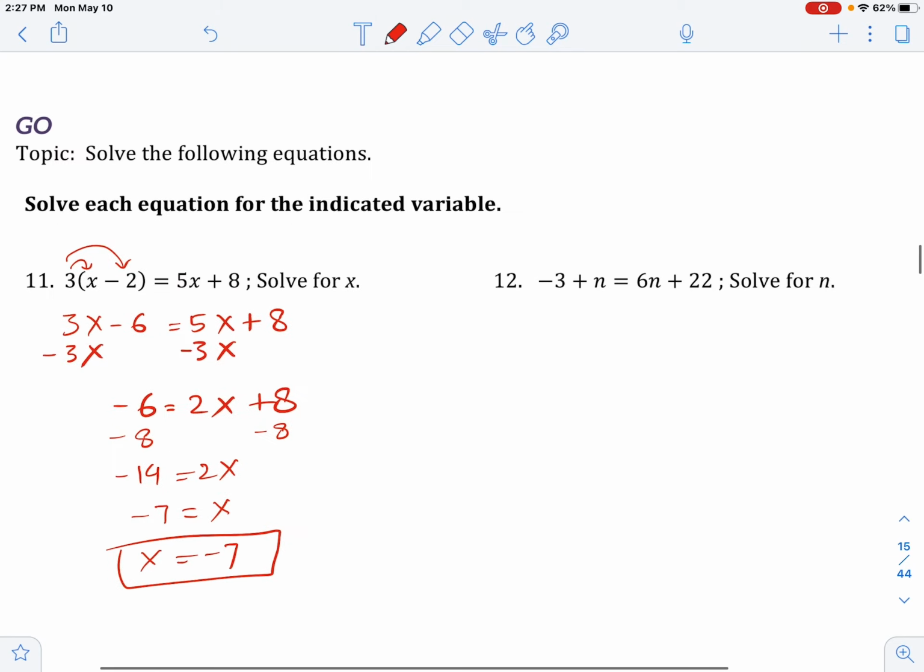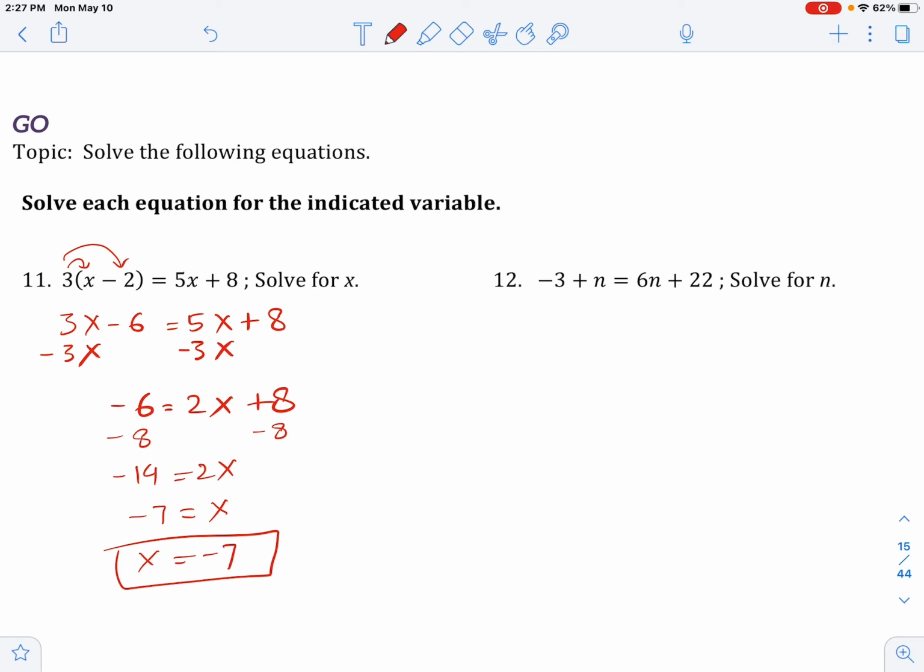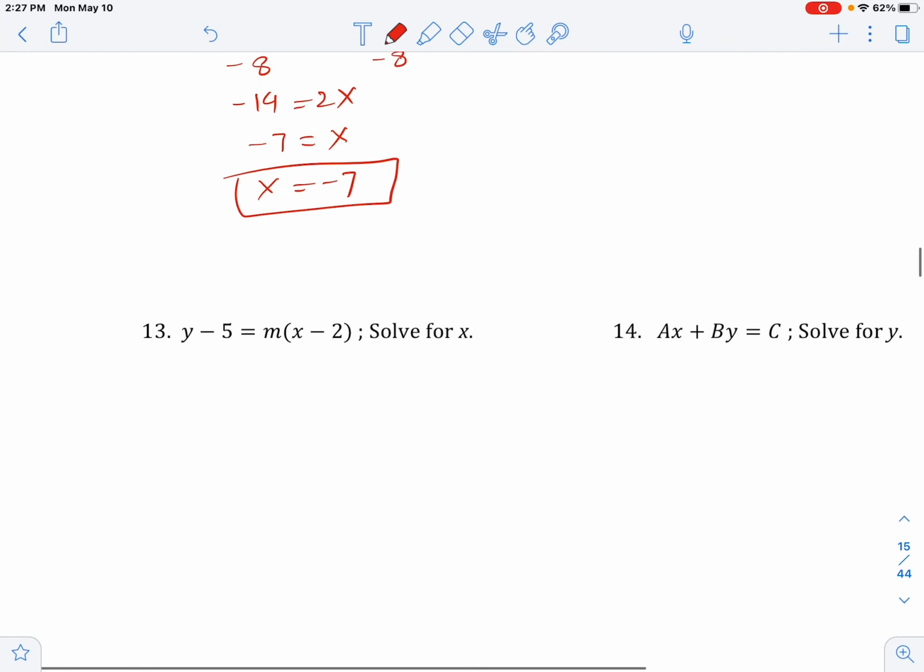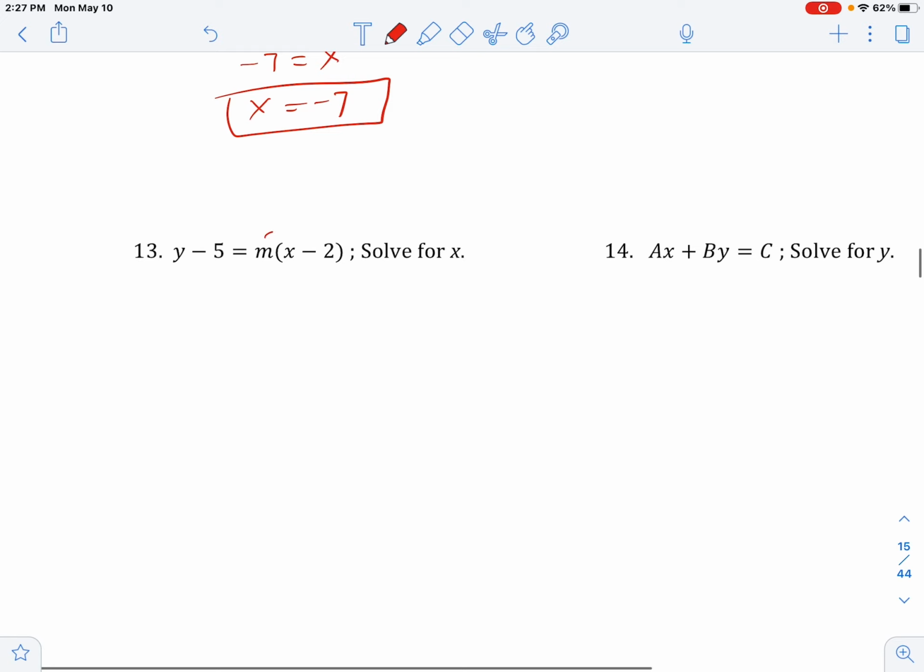I hope you can solve 12. You get n is equal to negative 5. The answer is that. I'm not solving that. For this one, if you have to do 13, you have to again distribute. You have to solve for x.